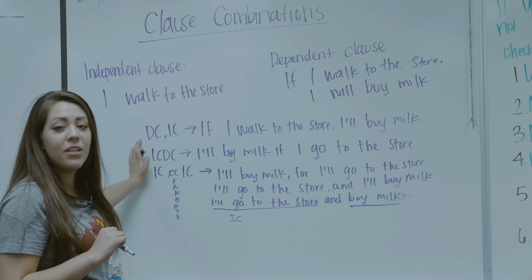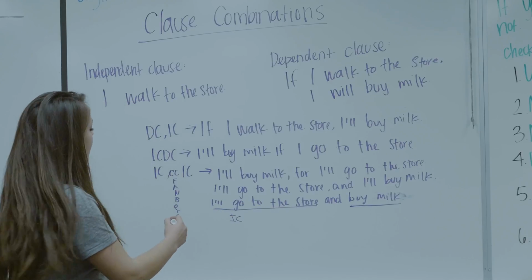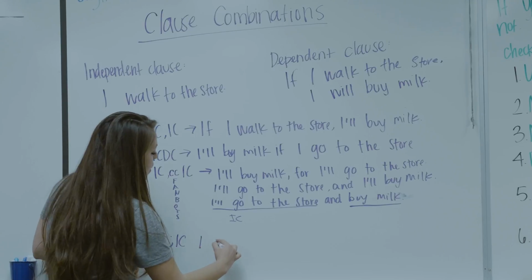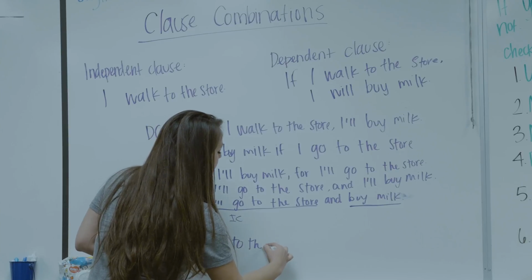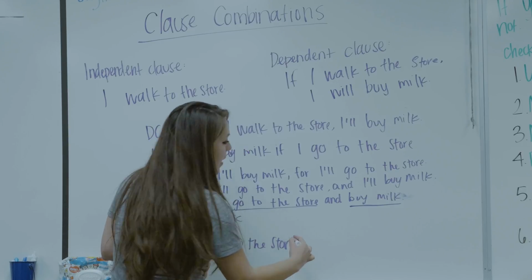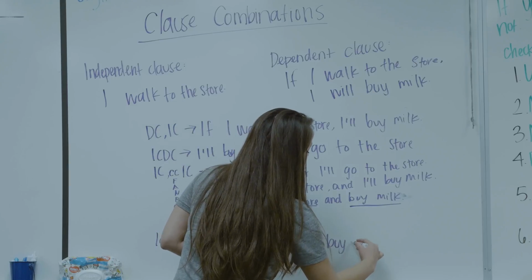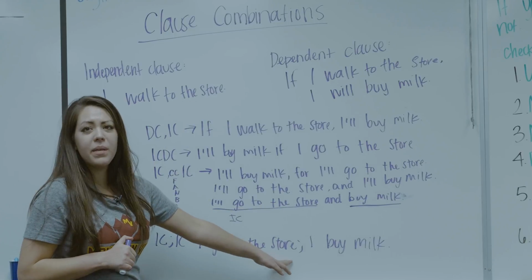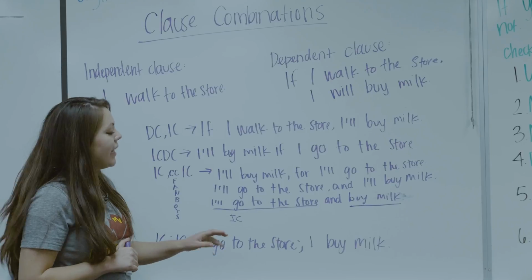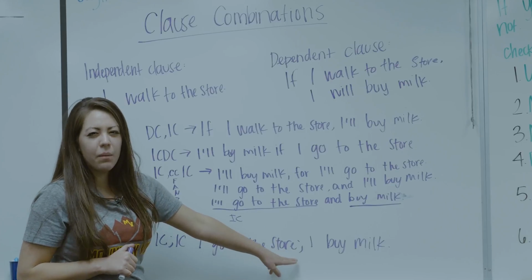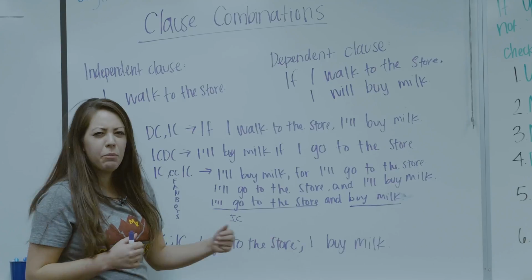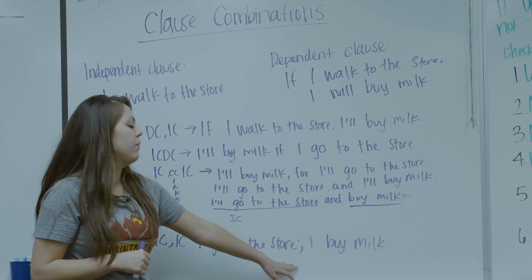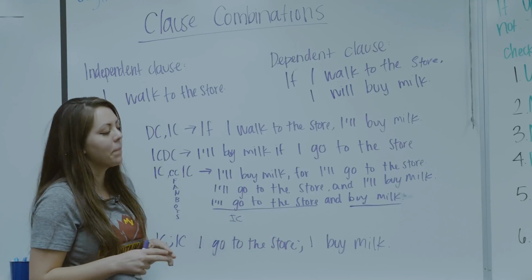Now our last clause combination is my favorite because it's the simplest. It is simply IC, semicolon, IC. I go to the store, semicolon, I buy milk. A semicolon is similar to a period because it separates two independent clauses. However, the difference between a semicolon and a period in this case is that it creates a little bit stronger of a bond than a period. Both clauses on either side of the semicolon need to be connected in some way.